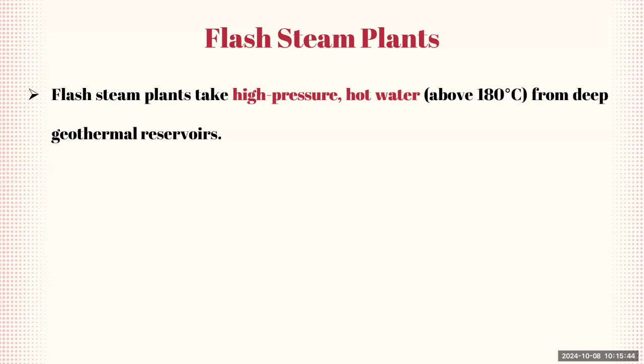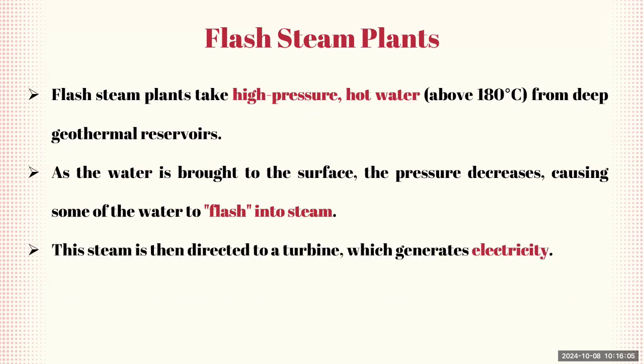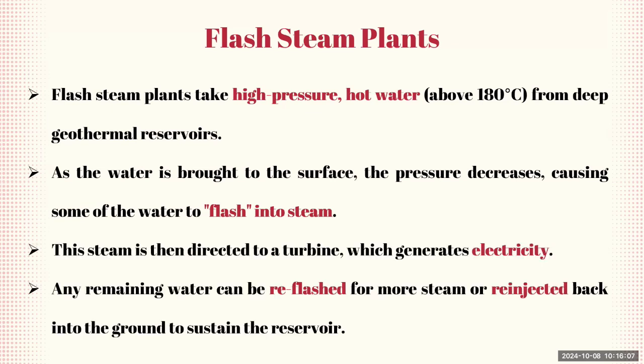Now let's move on to the next type of plant, which is the flash steam plants. The flash steam plants use high-pressure hot water, which is above 180 degrees Celsius, from deep geothermal reservoirs. As the water is brought to the surface, the pressure decreases, causing some of the water to flash into steam. The steam is then directed to a turbine, which generates electricity. Any remaining water can be reflashed for more steam or re-injected back into the ground to sustain the reservoir, ensuring long-term operation.